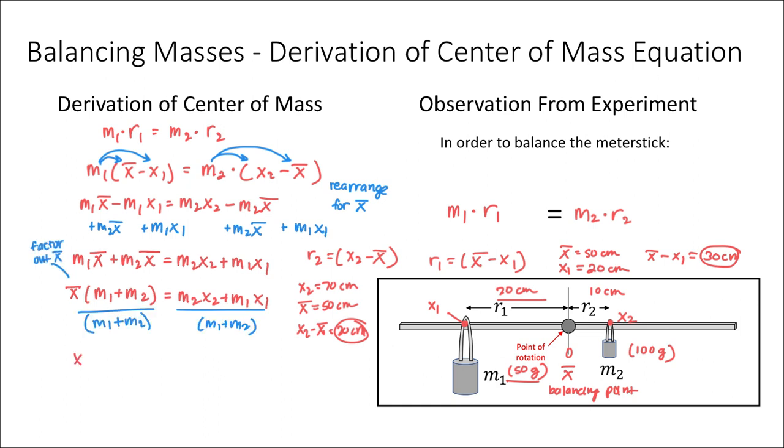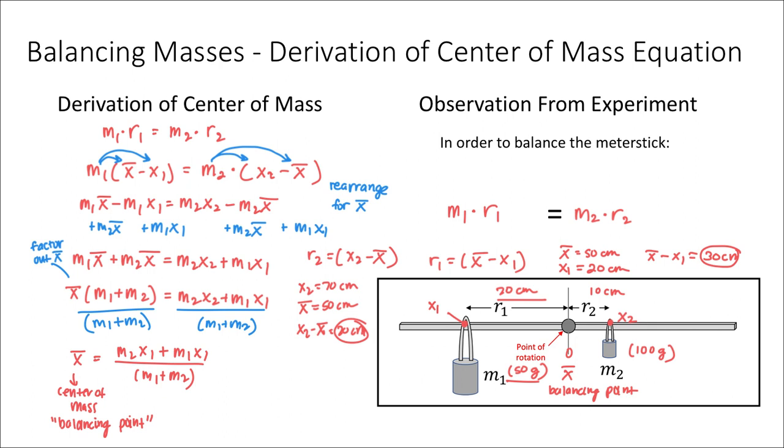All right, and that leaves us with the final expression that the balancing point will be equal to the sum of the products of each mass and their position, divided by m1 plus m2, the total mass of the system. And so this is our center of mass equation, essentially. This x bar is our center of mass, or the balancing point. Essentially, this tells us where we have to put the meter stick in order to balance the system.